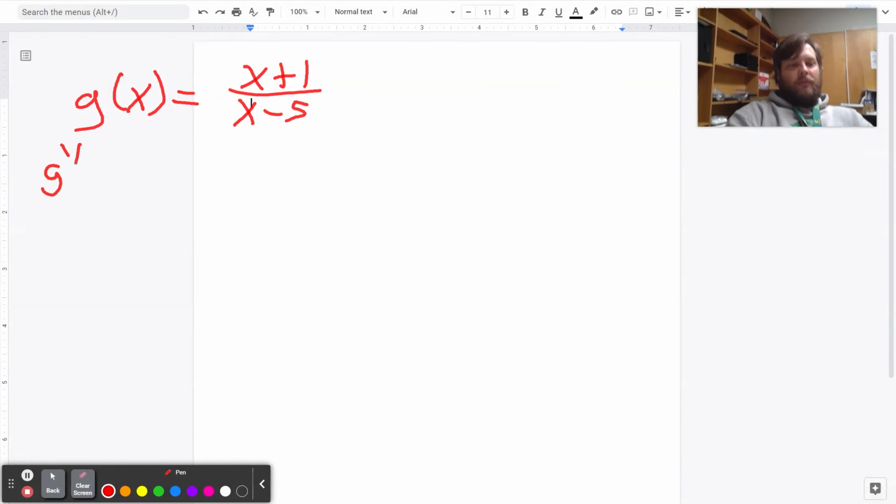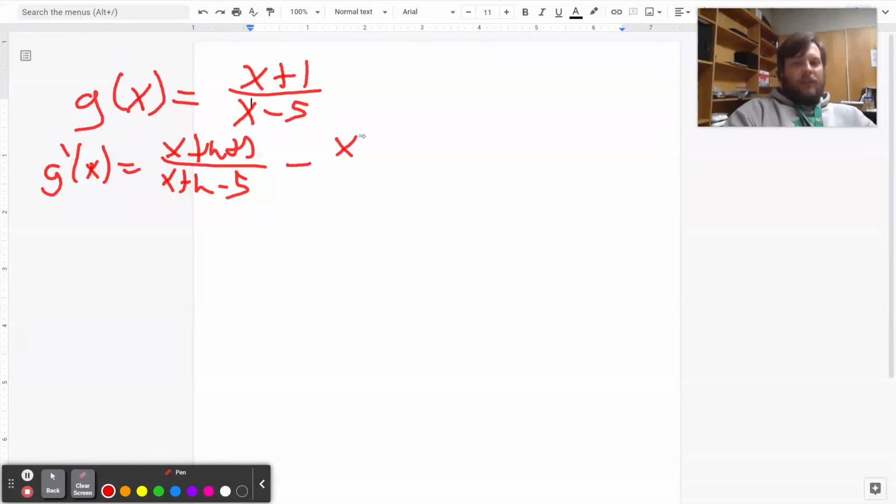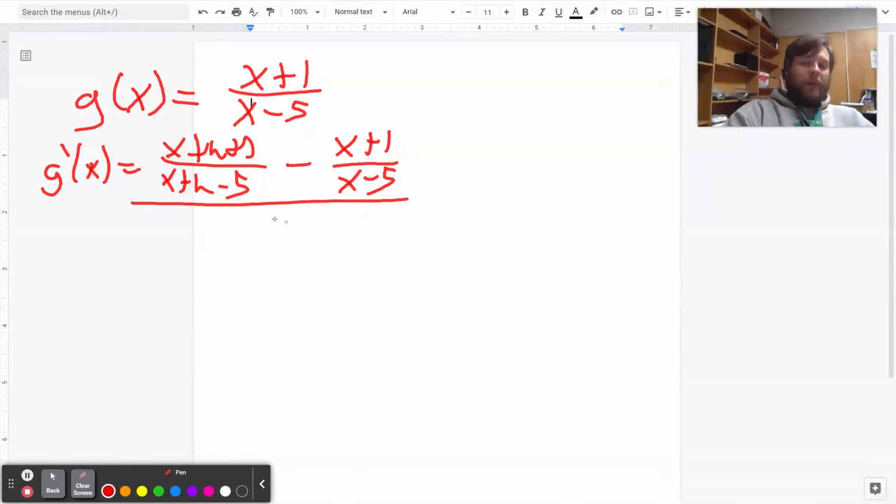Your derivative is going to be g of x plus h. So I go (x plus h plus 1) over (x plus h minus 5), minus the original function, all divided by h. Sometimes these triple-decker fractions can get annoying, so a lot of times I'll just write times 1 over h to simplify things. Whenever you have two fractions, you always want to think about making a common denominator.